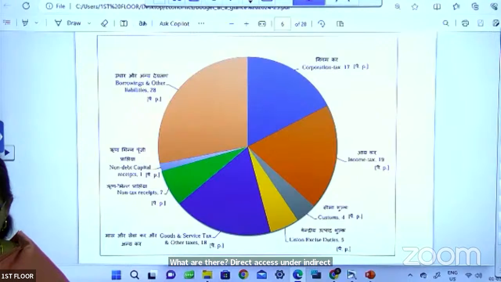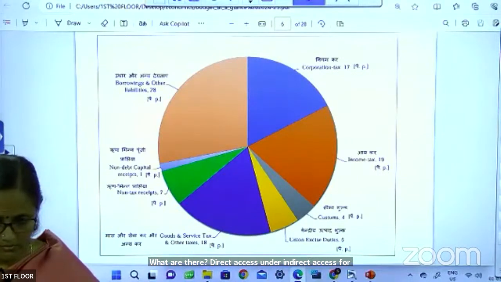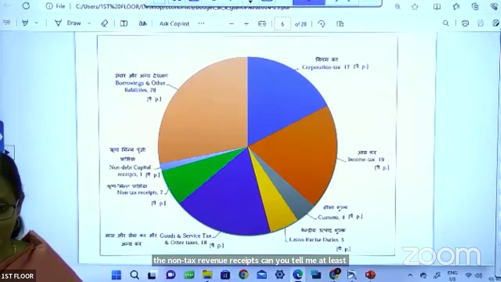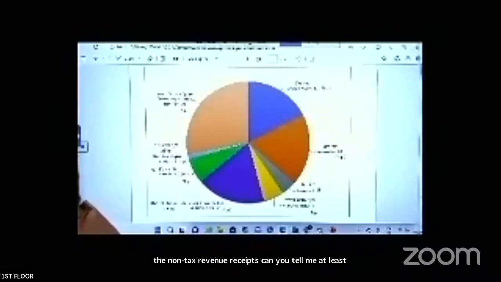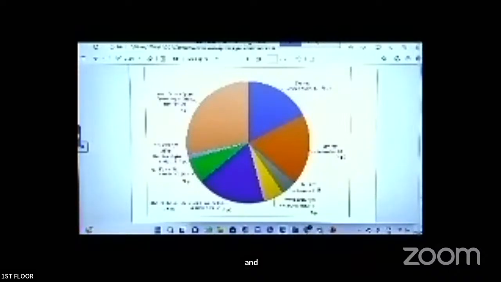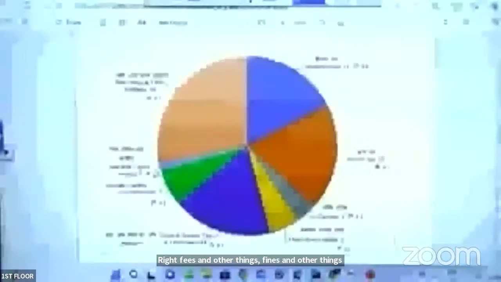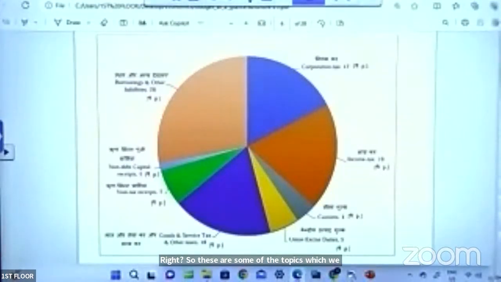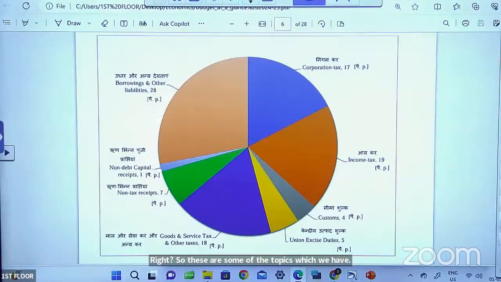For the non-tax revenue receipts, can you tell me at least two non-tax revenue receipts? Not the capital. Interest receipts. It's not interest payments, right? It is interest receipts and grants in aid which are being received. Profits of the public sector enterprises, RBI and other banks, right? Fees and other things, fines and other things which are getting collected, right? So these are some of the topics which we have studied for the non-tax revenue receipts.